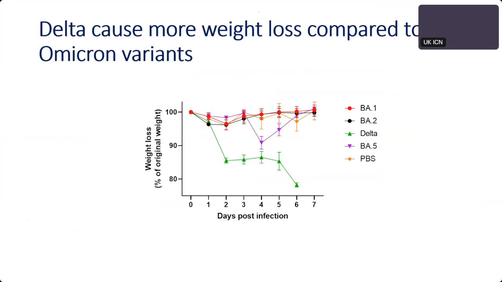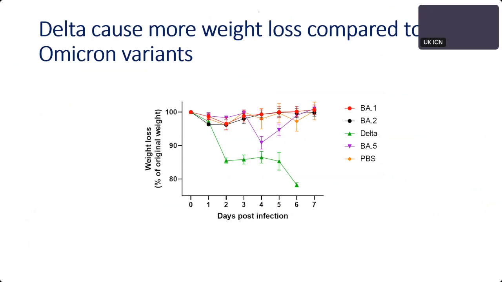So here are my results. In this graph, you can see the weight loss curve. The x-axis shows days post-infection, and the y-axis shows percentage of original body weight. The green line represents Delta. With Delta, you can see the mice lost weight after 2 days, with a sharp loss of weight on days 5 and 6, and it was unrecovered. So we had to cull these mice on day 6.